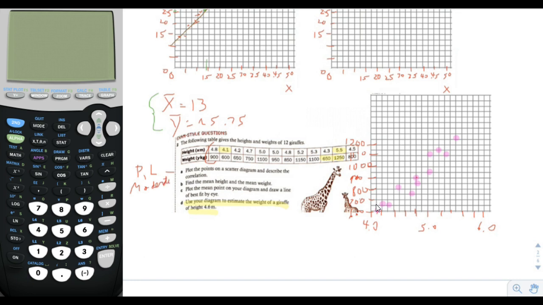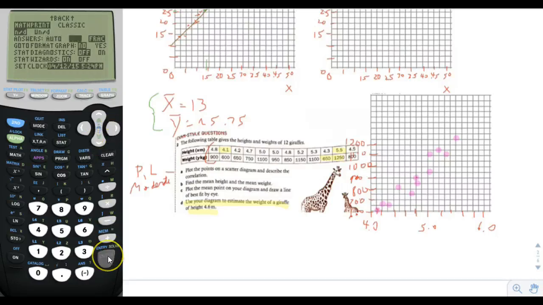Find the mean height and the mean weight. Okay, so to do that, we need the calculator. And we're going to put that into StatEdit. And just so that we don't erase our old data, we'll put it in L3 and L4. Okay, and we just put it in the same way we did before. Oops, I'm in fraction mode, so I can go to mode and change that to decimal mode so that it doesn't look so weird. Here we go, mode, answers in decimal.